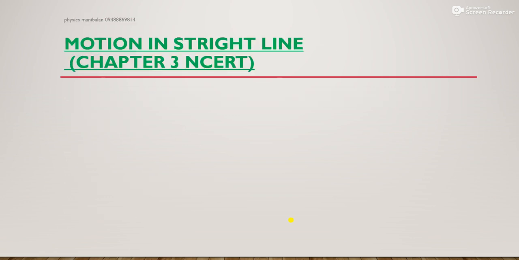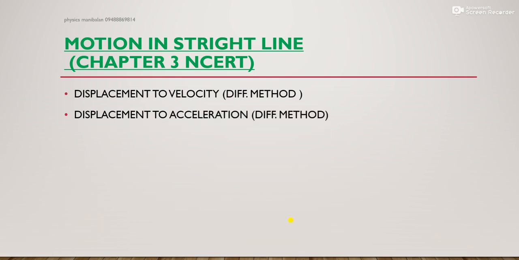Next, chapter 3, motion in a straight line. From this they asked in NEET displacement to velocity. They will give some equation and ask you to find the velocity, so you should differentiate the equation, then only you will get the velocity at a particular time. Displacement to acceleration, again we have to differentiate. That kind of problem they also asked in previous years.